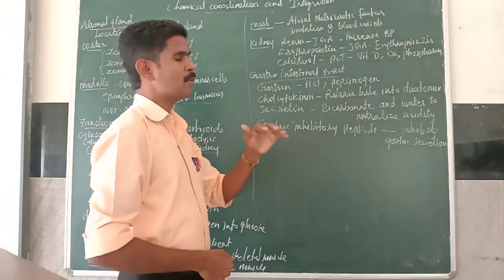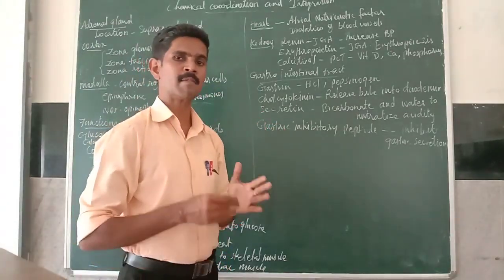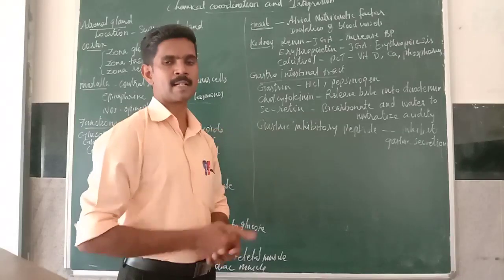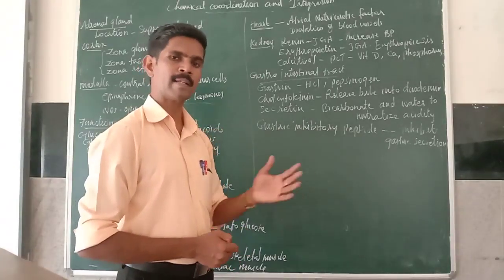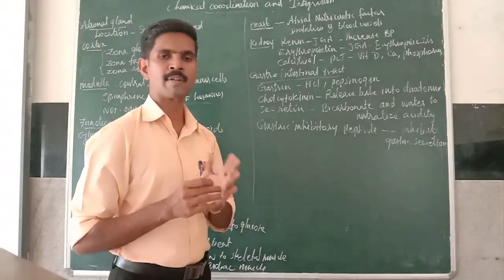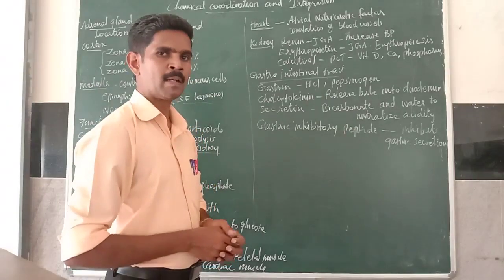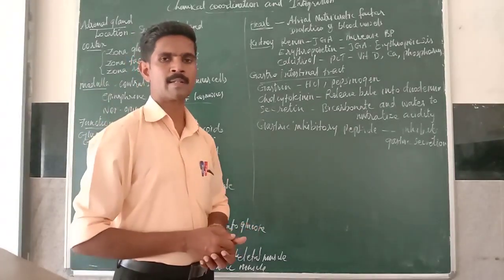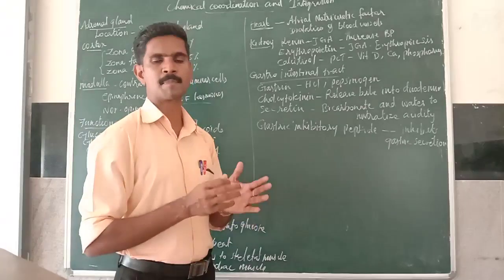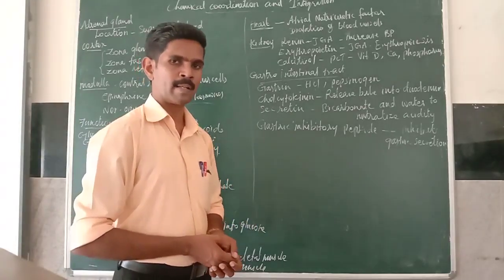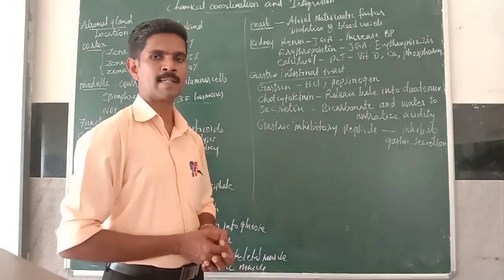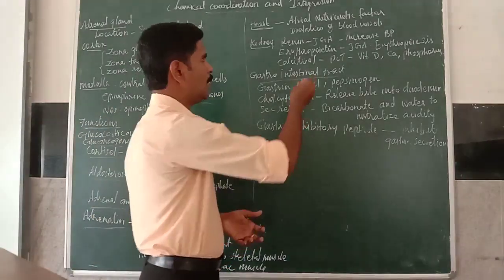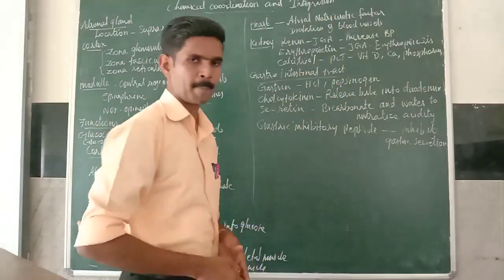This hormone is secreted by cells present in the atrial region, in the auricles. Two auricles are there, right auricle and left auricle. A special type of cells are present in the auricles. These cells secrete a hormone, and that hormone's name is atrial natriuretic factor.